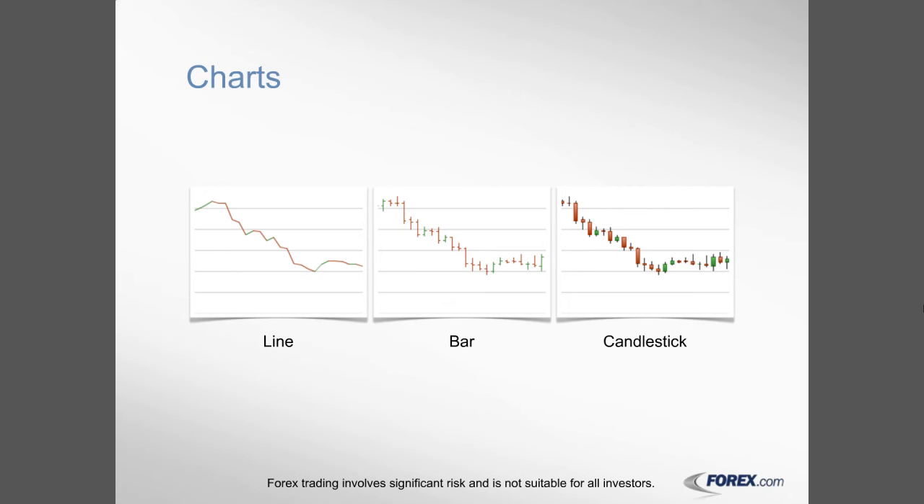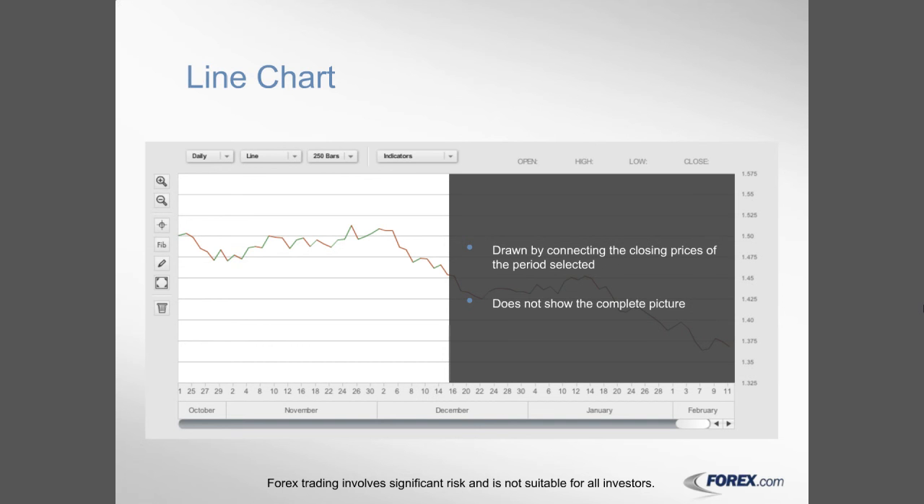Now, when technically analyzing the market, there are different types of charts that you can use as well. These are just different ways of physically representing market data. There are three different types of charts that you can choose from: the line chart, the bar chart, and the candlestick chart. So let's go ahead and start with our line chart.